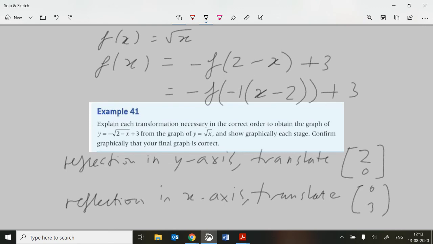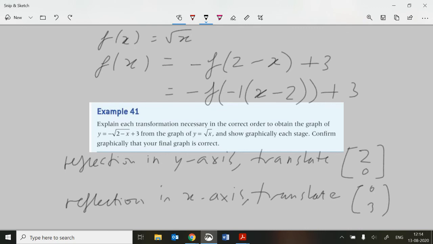Yeah, I think it's easier to see through this way, so I would stick with my method here. If you always put it in this form, then you're not going to get it wrong. You're always going to do your stretch first and then your translation.